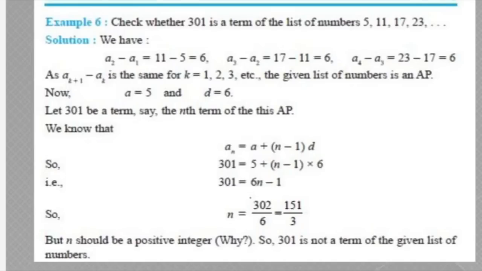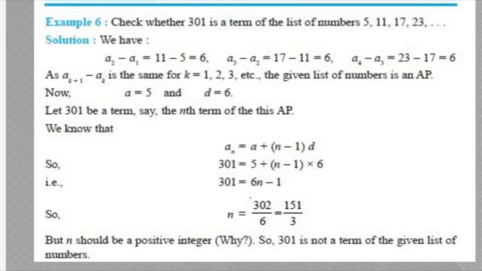Whether 301 is a term of the list of numbers 5, 11, 17, 23 and so on. Now dear students, first of all let us see what is given to us. We are given the four numbers 5, 11, 17, 23 and so on. So your first term is 5, second term is 11, third term is 17 and fourth term is 23.